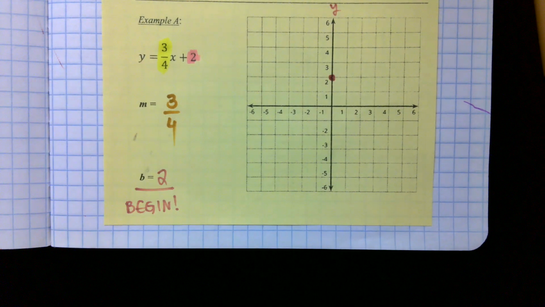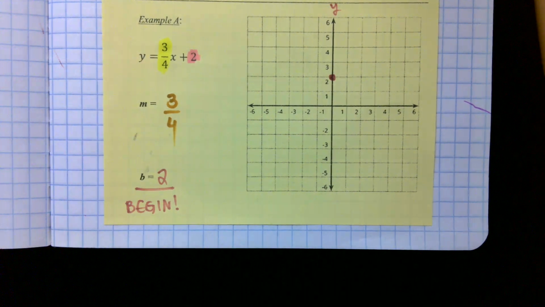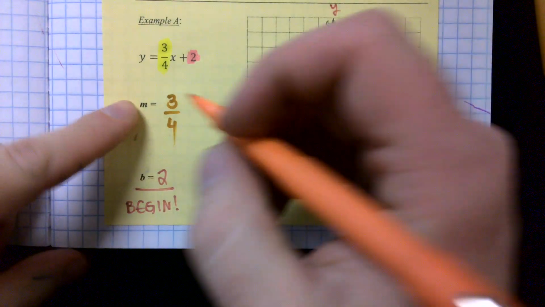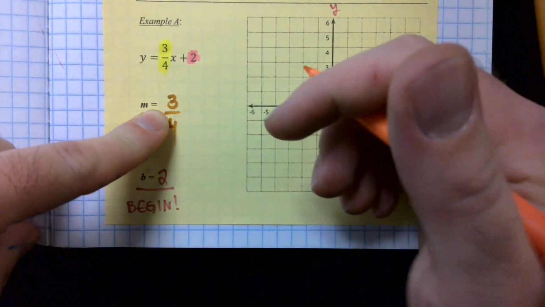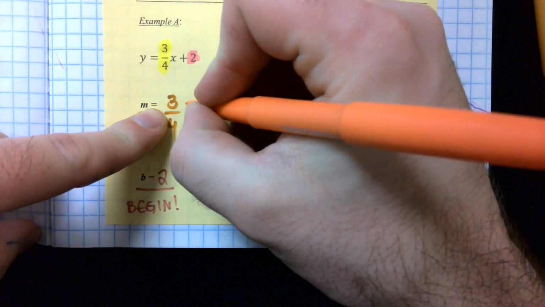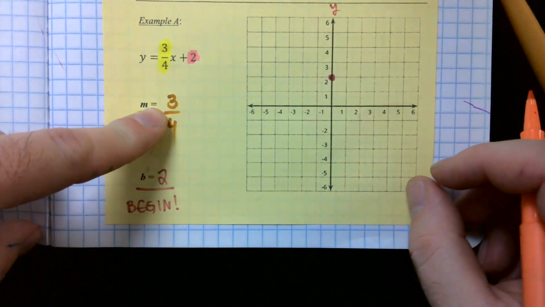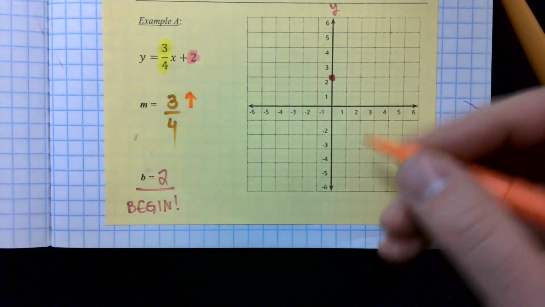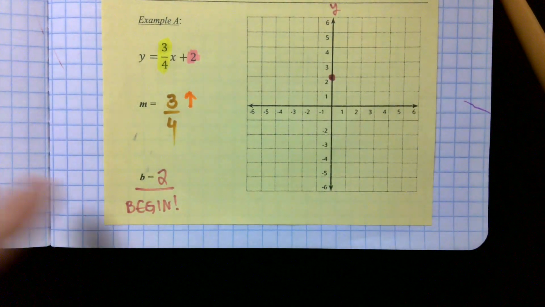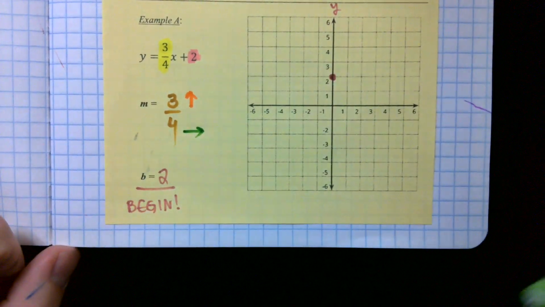Now my slope has 2 numbers. It tells me 2 directions. It tells me my rise and it tells me my run. If my numerator is positive, what direction should I be rising? Up or down? I'm rising up and I'm running, which direction, Oscar? To the right.